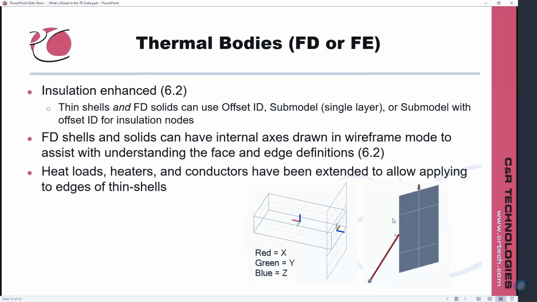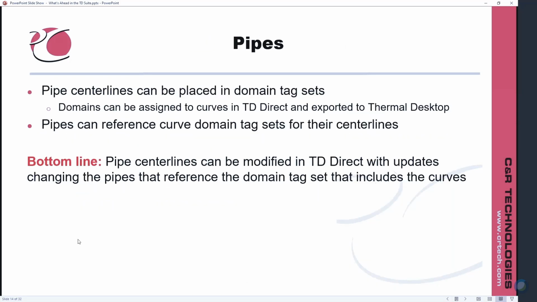For heat loads, heaters, and conductors, we've now extended to allow applying them to the edges of thin shells. So that you can work with models that use thin shells so that you're just getting the lateral conduction, but you can now apply contactors just to the edge or heat loads just to the edge. And then heaters can now be applied just to a single node instead of requiring a surface or a solid for those.